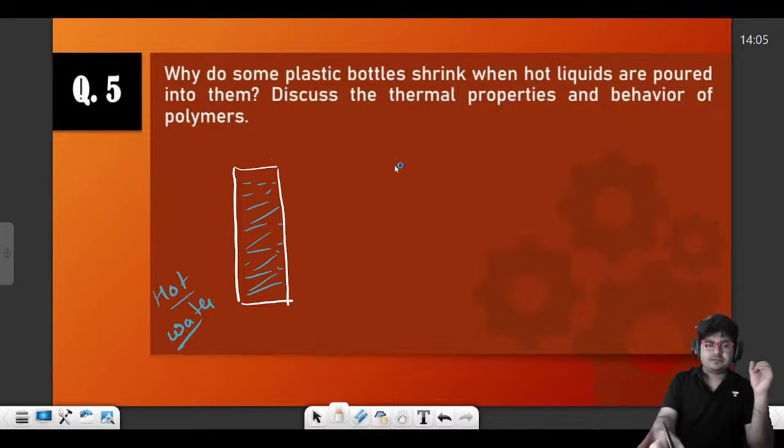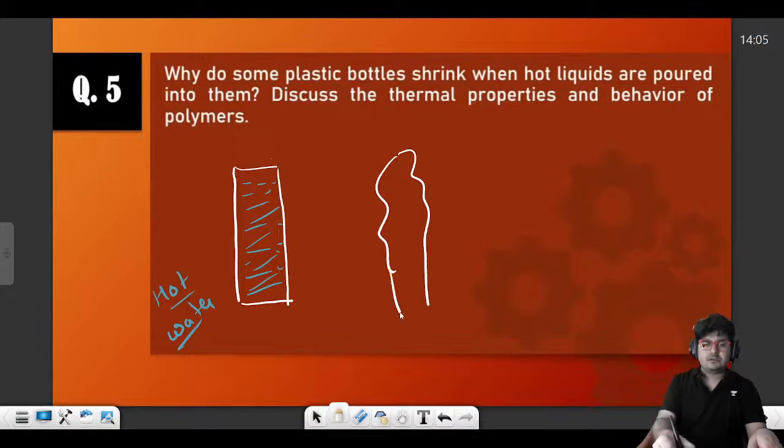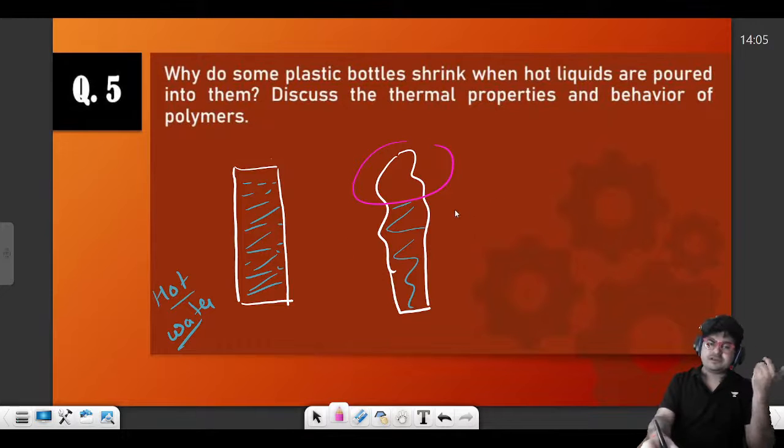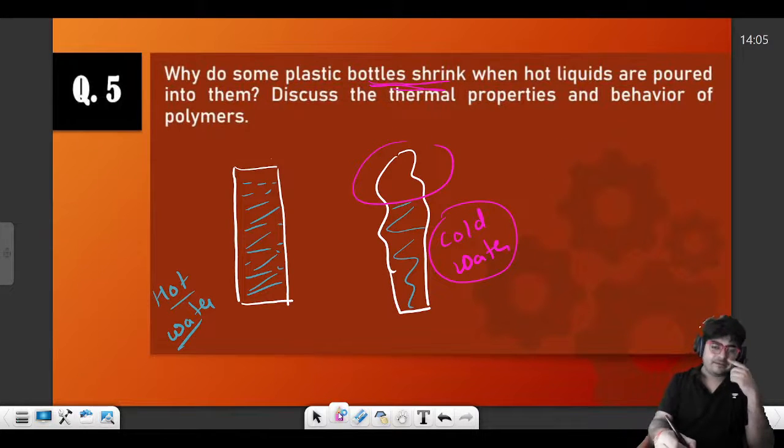Now wait for some time, and when you wait, you will see the bottle will shrink, something like this. Water will be there, but the bottle will shrink. You can check that when this bottle becomes cold or normal. So the bottle will shrink.